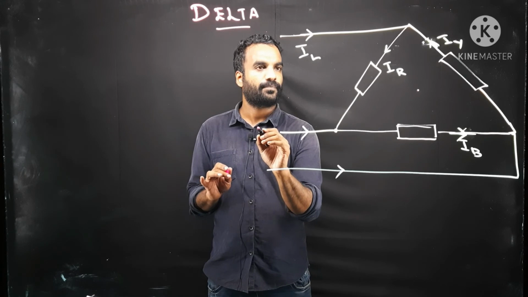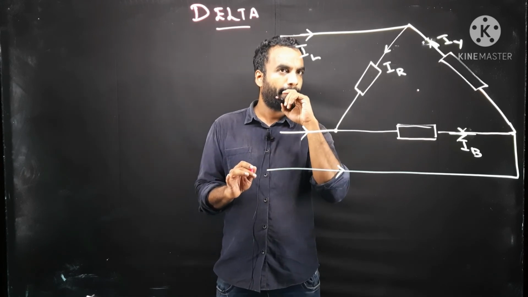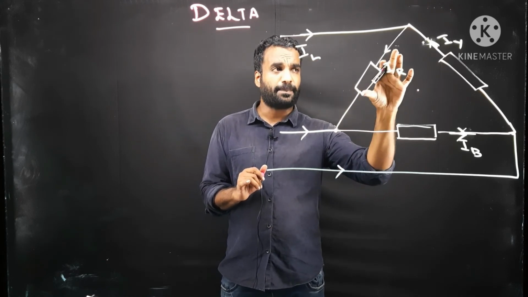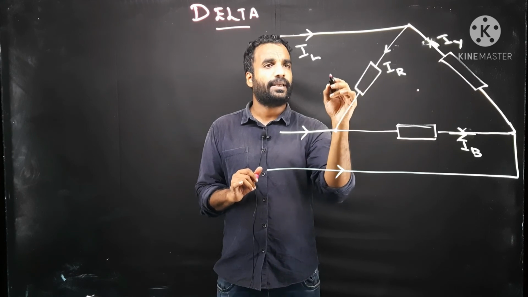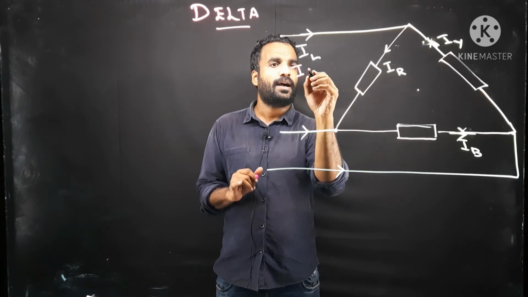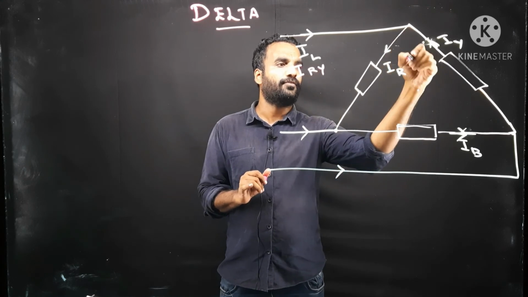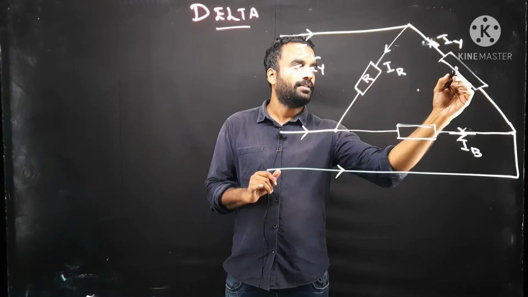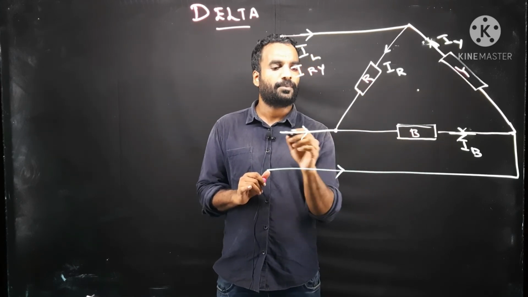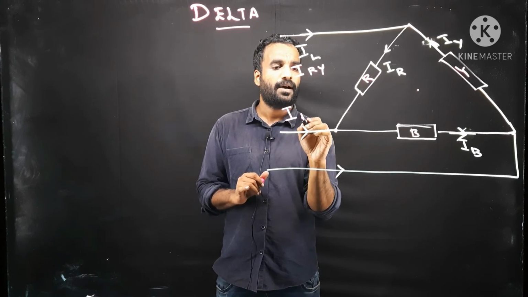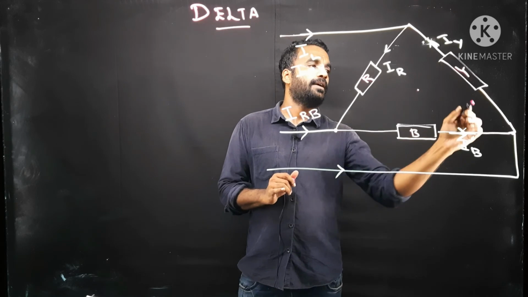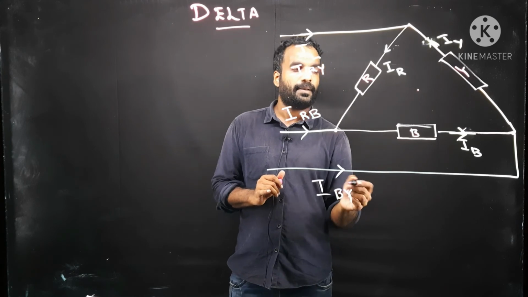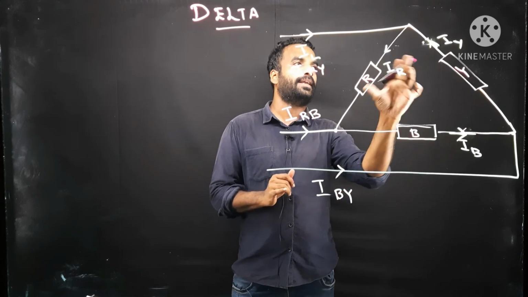Suppose this is I line, this line is given separately to these 2 phases. So I can take this line's name as I_RY, for both R and Y. Suppose this is R, this is Y, this is B. Suppose this is for I_RB, and this is for I_BY. This is I_B. This current is I_R. This current is I_Y.